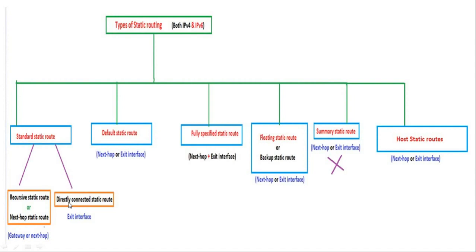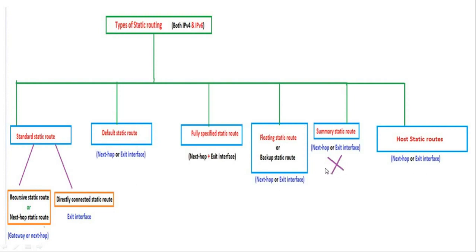The second one is directly connected static route. In directly connected static route, we are going to use the exit interface, like G0/0 or Serial 0/0/0. Please remember these two, because based upon these two basic logics, all the remaining protocols and types are going to work.